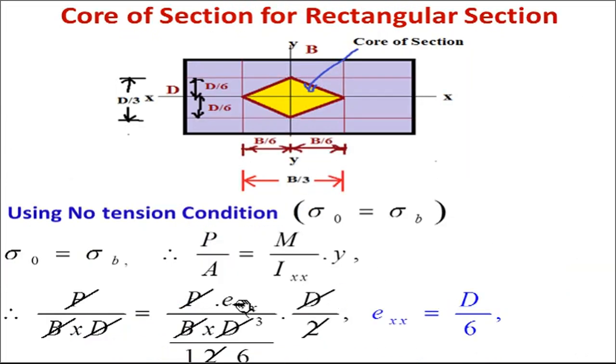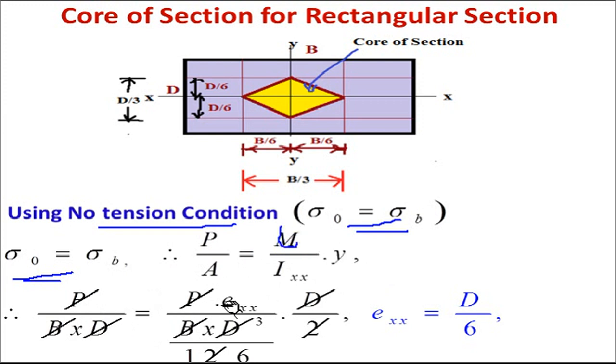Now it is calculated here how that particular section, or distance, is obtained. Using the no tension condition, here you should show width, depth, everything, and using the no tension condition, sigma 0 equals sigma b. When we equate sigma 0 equal to sigma b, sigma 0 is P by A and sigma b is M upon Ixx into y. So here P, and what is M here?